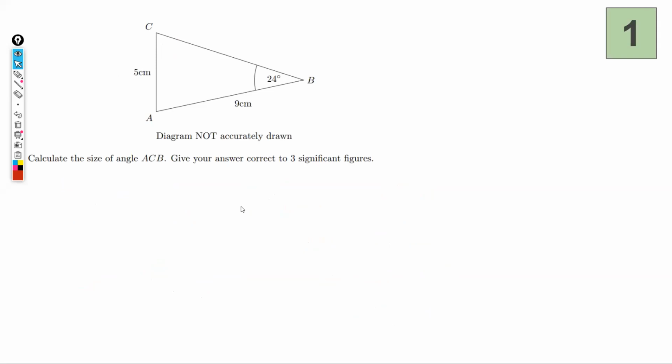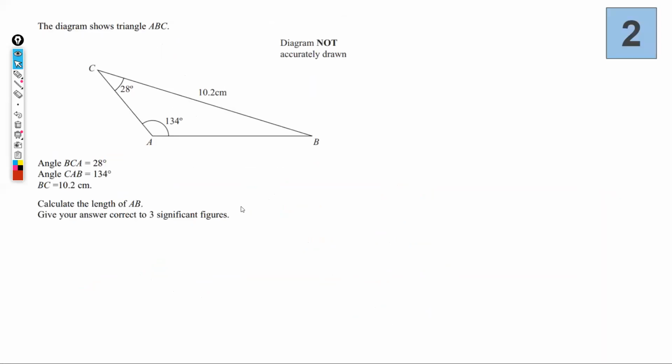Question 2. Right, draw this and they want you to find the length of AB. That's this line over here. This time we're trying to find the length formula.